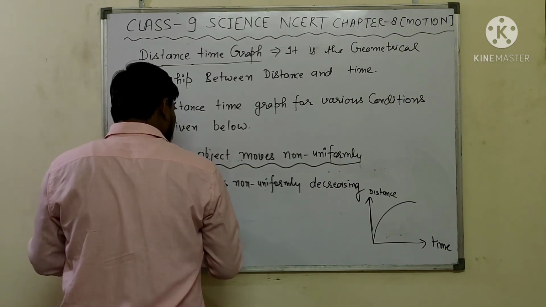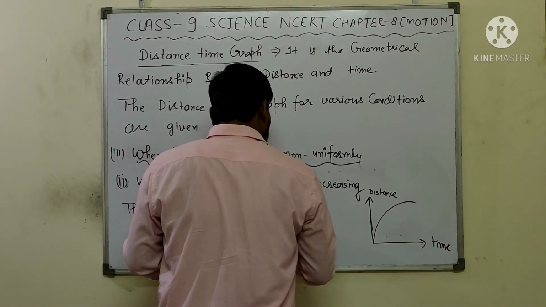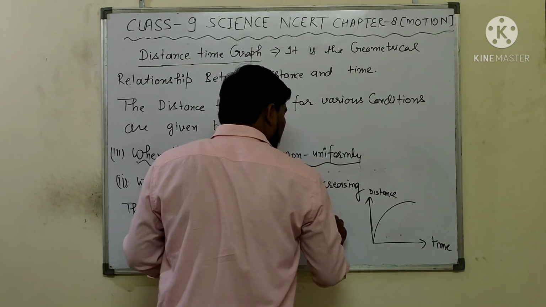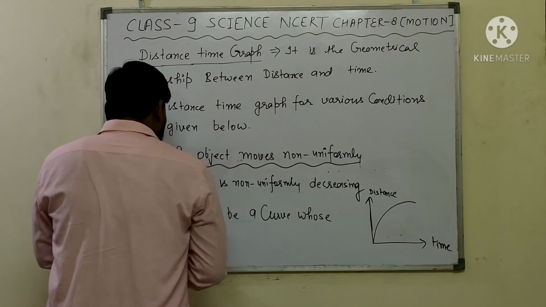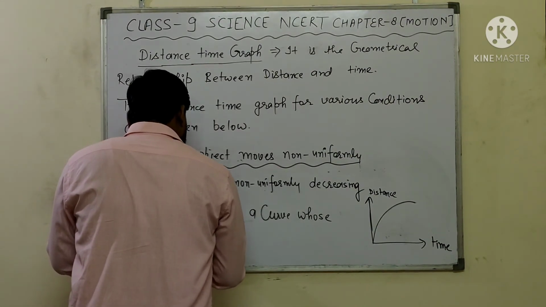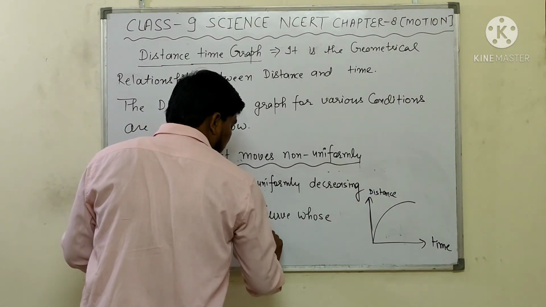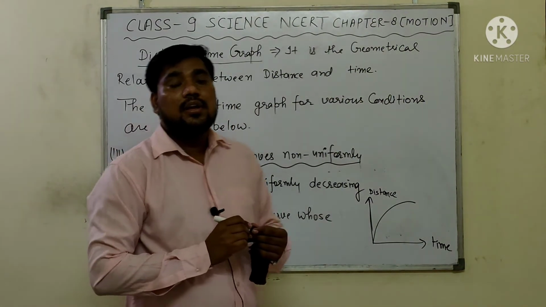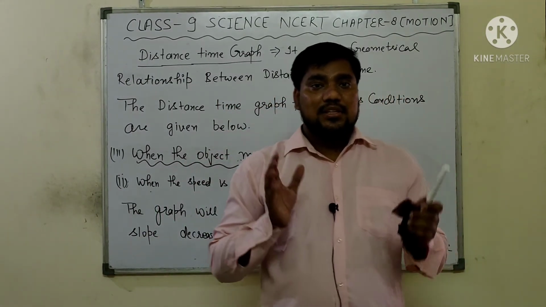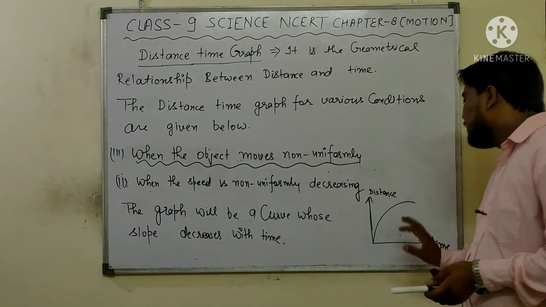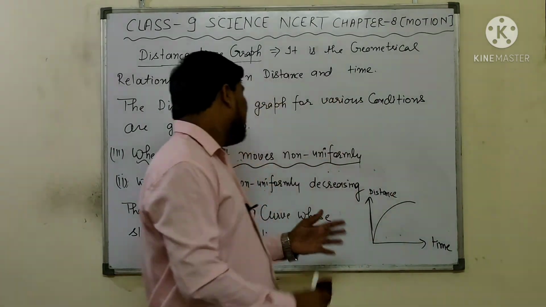The graph will be a curve whose slope decreases with time. Okay, so if we are plotting the graph of a body which is moving non-uniformly and the speed is continuously decreasing, then what are we getting? We are getting a simple curve. This kind of curve we are getting, and in this case the slope is continuously decreasing. I hope the idea is clear.